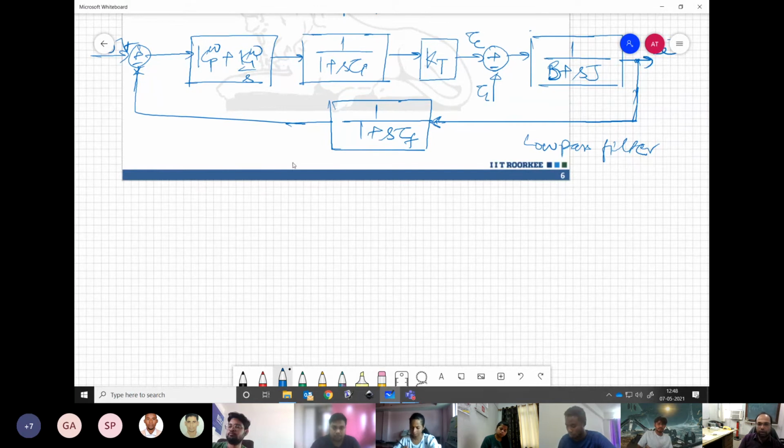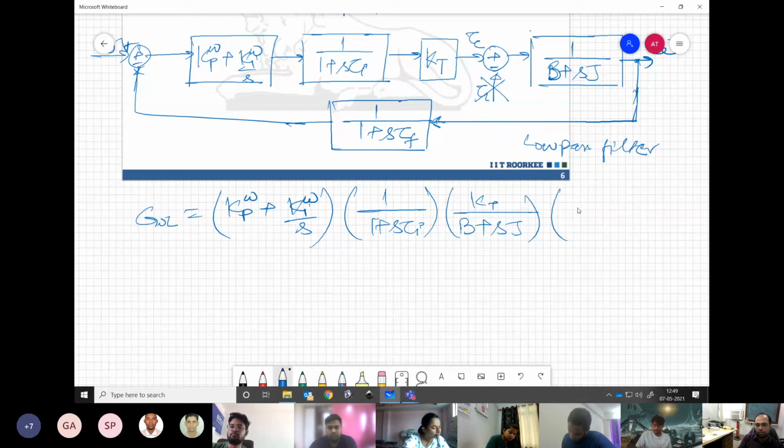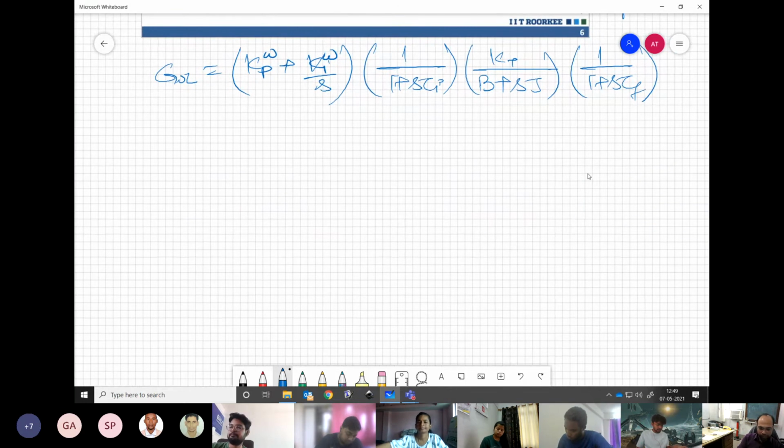Now, let us see the open loop transfer function. So this load torque we can ignore because this is coming as disturbance. And then our open loop transfer function can be given as Kp omega plus Ki omega by S. Any problem in this open loop transfer function? Clear to everybody, right?